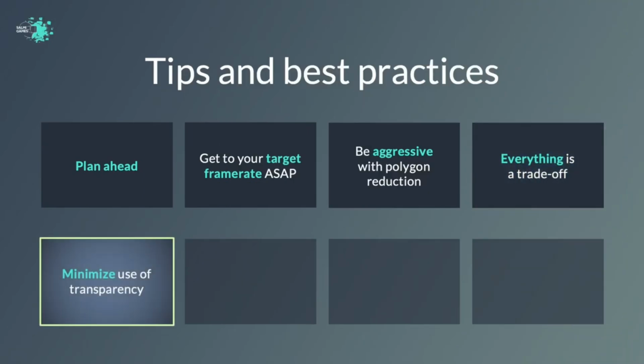Transparency can be a big performance killer. Large particles with transparency, like smoke effects, will destroy your performance. Avoid transparency if you can, and leverage innovative techniques like alpha-to-coverage blending.